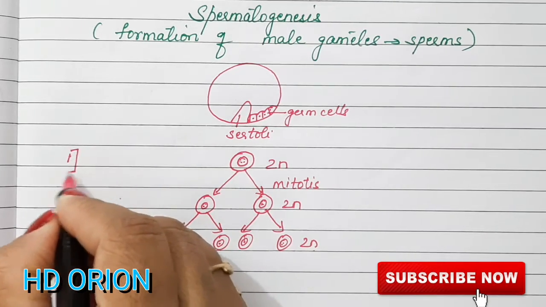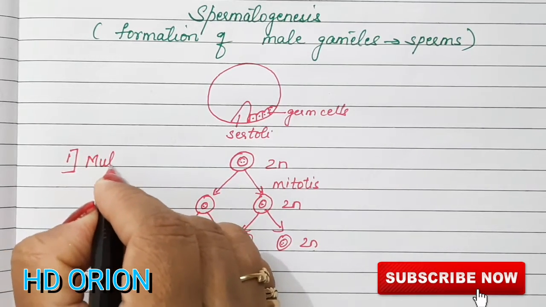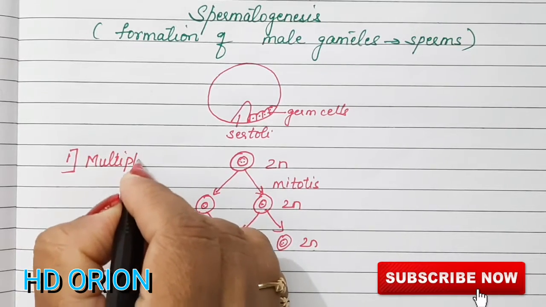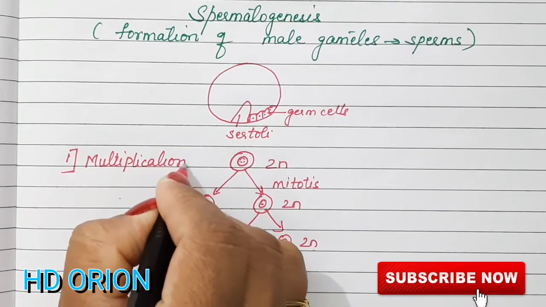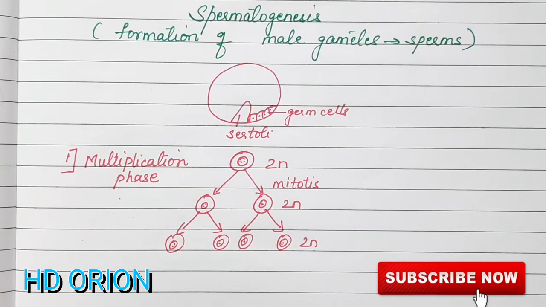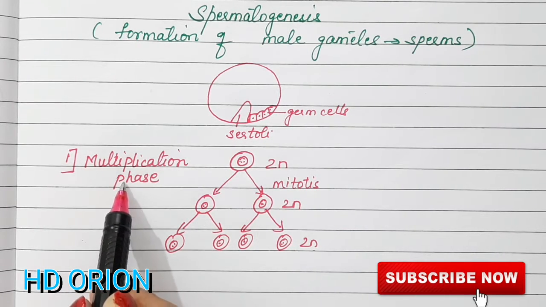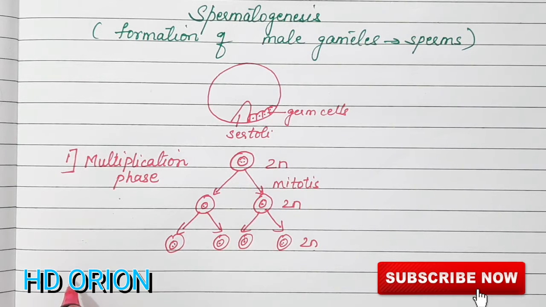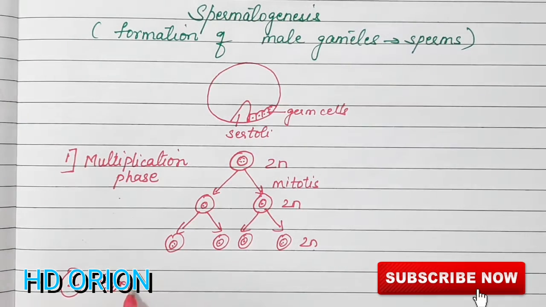This is the very first phase, called the multiplication phase. So, the first phase of spermatogenesis is the multiplication phase. Now, let us come to the second phase, which is the growth phase.